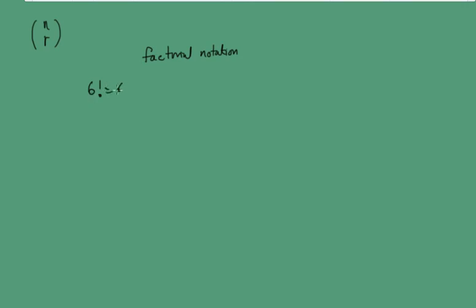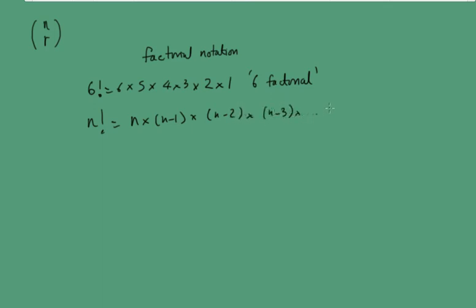So 6 factorial means 6 times 5 times 4 times 3 times 2 times 1. And we say it's called 6 factorial. And you have a factorial button on your calculator. If you look for your exclamation mark on your calculator, it enables you to do 6 factorial. So in fact, n factorial is n times n minus 1 times n minus 2 times n minus 3 times all the way down to 3, 2, 1. So that means we can rewrite n choose r as n factorial over r factorial times n minus r factorial.